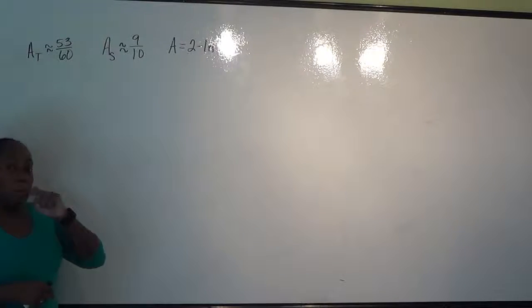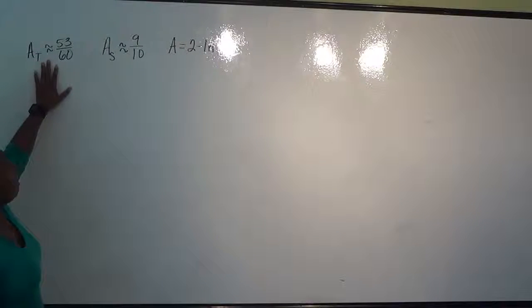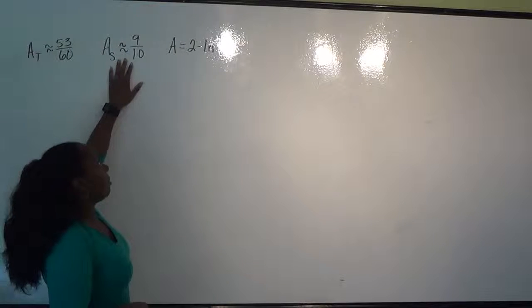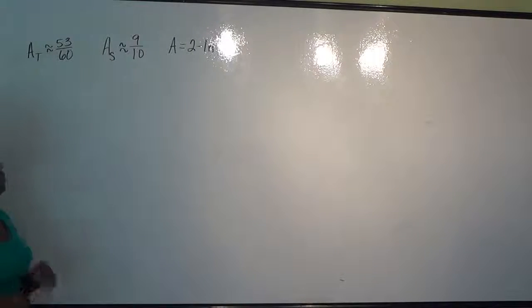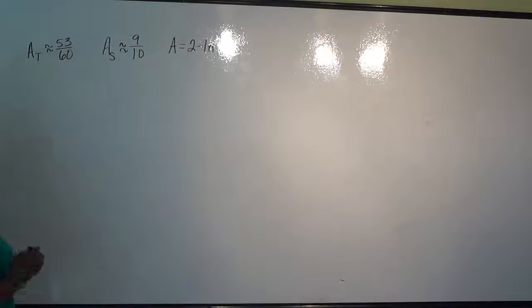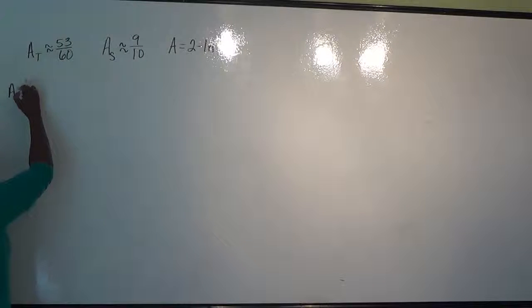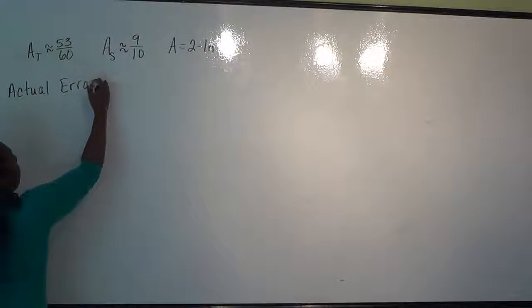So looking at what we just discovered, we found our trapezoid approximation to be about 53/60. Our Simpson's rule approximation was 9/10, and the actual area was 2 minus natural log of 3. And again, you can get a decimal for that. But let's look at these different terms I just mentioned. So we'll start with the actual error.